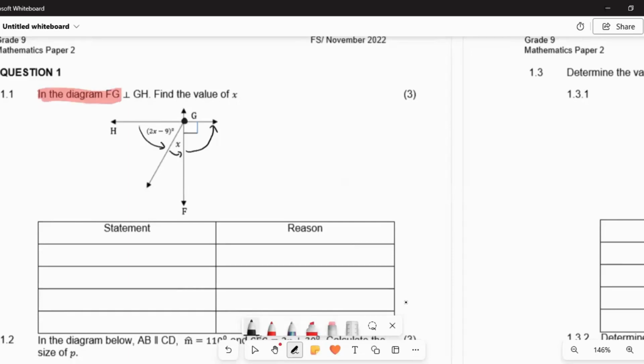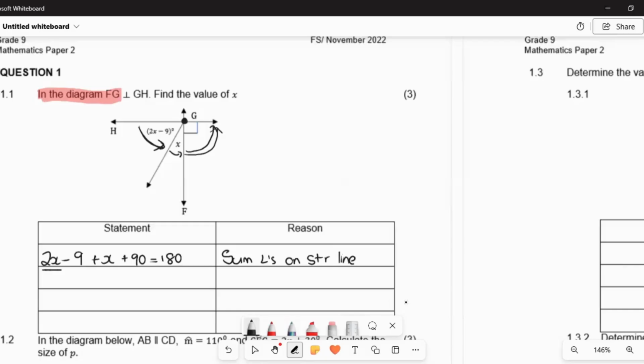So let us quickly do that. So the first one there, we have 2x minus 9. The second one, I'm going to add it with x. And then our third angle there is plus 90. When we add them, they should give us 180. And our reason for that is that they are some angles on a straight line, right? Therefore, from here, we just do our solving for x.